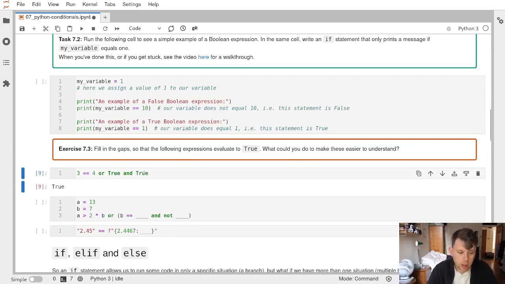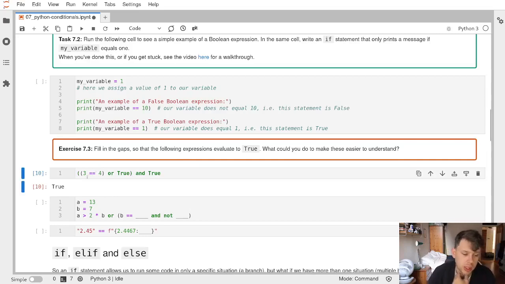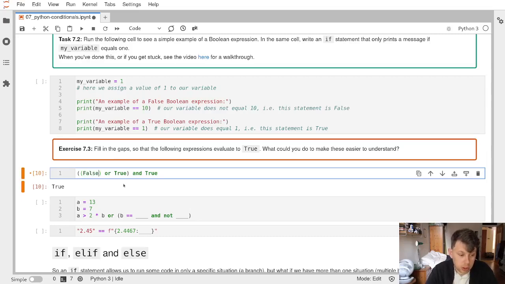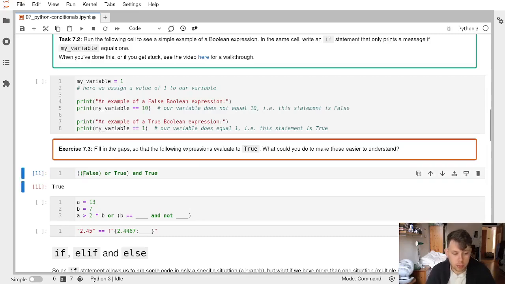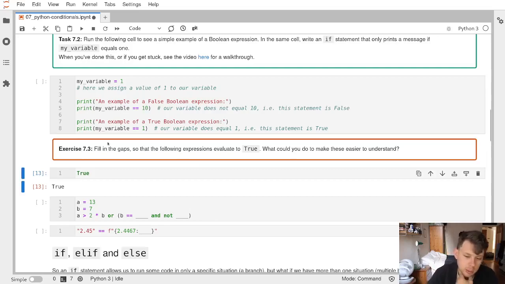Now, that maybe doesn't make sense to read because there's lots of things going on. So one thing we can do to make this simpler is to put brackets in so we know in which order things are working. And you could mentally replace these brackets one at a time. So we know that 3 is equal to 4 is false, but false or true is true. So our whole expression simplifies down to true and true, which we know is true as the output of B.